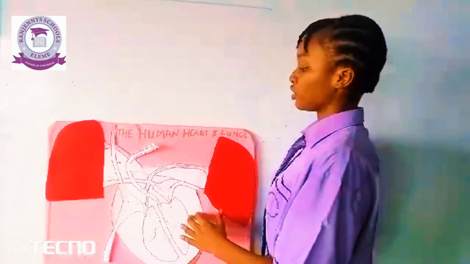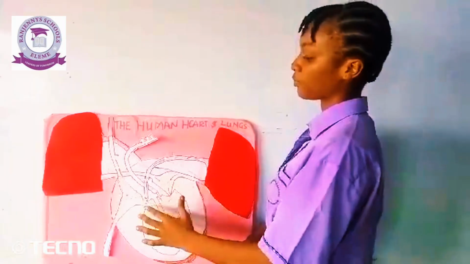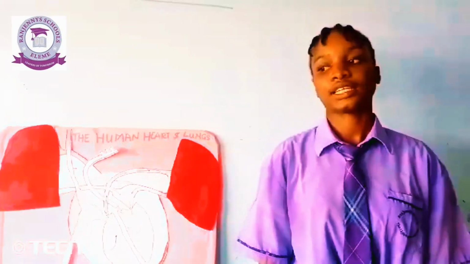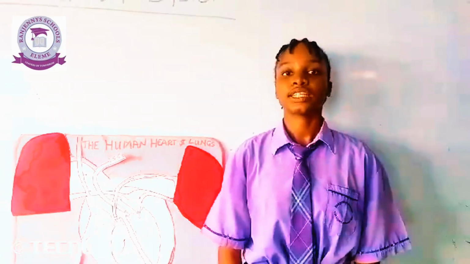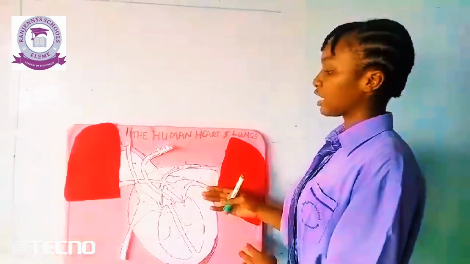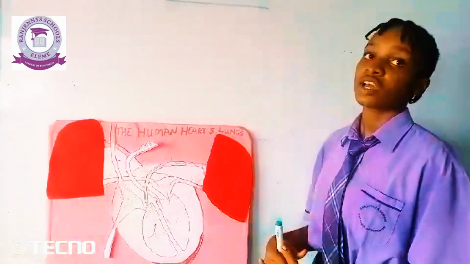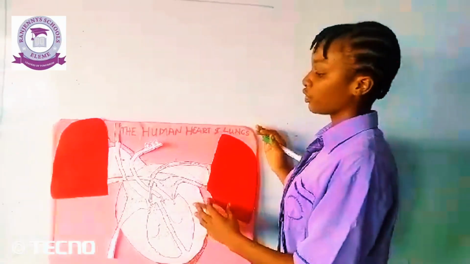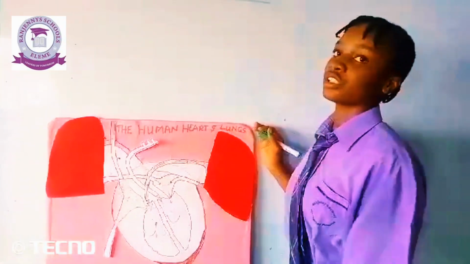The cusps of both the tricuspid valve and the bicuspid valve are connected to the walls of the ventricle by a cord called the chordae tendineae, and this chordae tendineae is connected by the papillary muscles. The pulmonary artery and the aorta consist of semilunar valves, and these valves allow the flow of blood out of the heart and into the arteries.